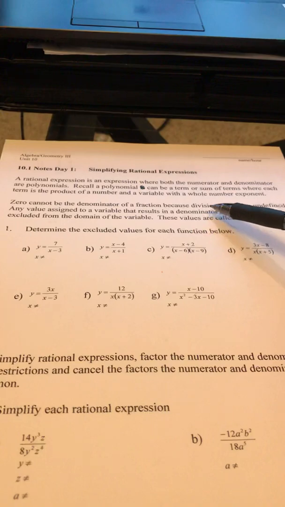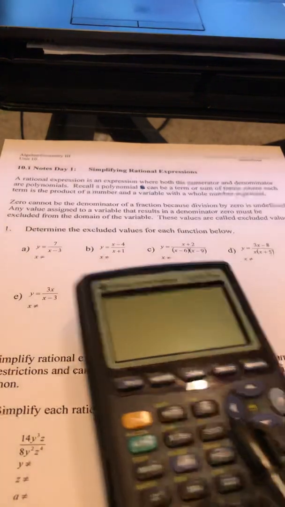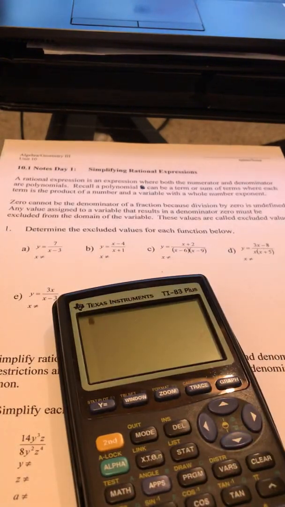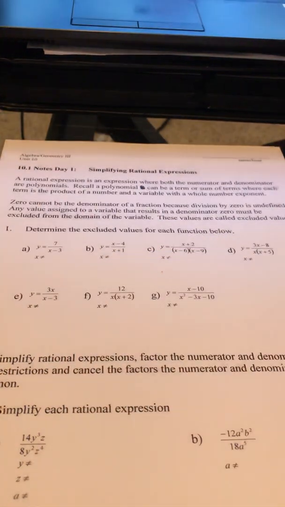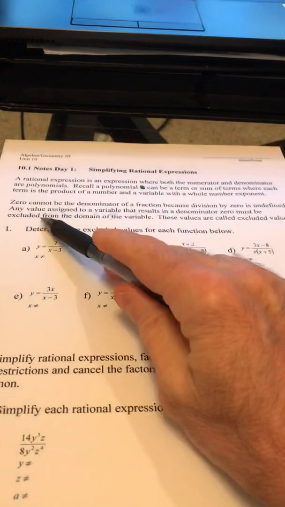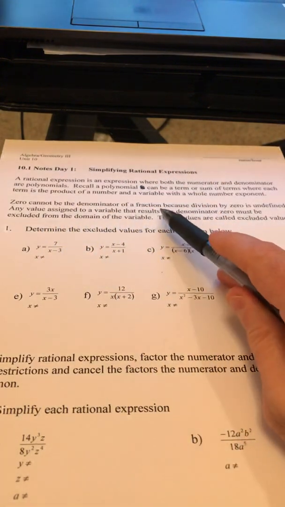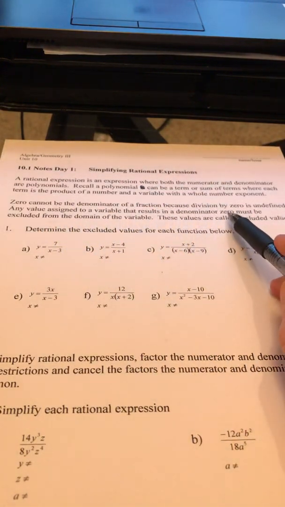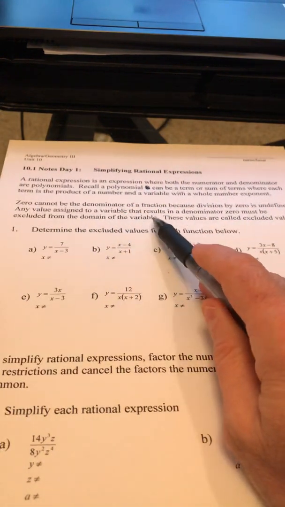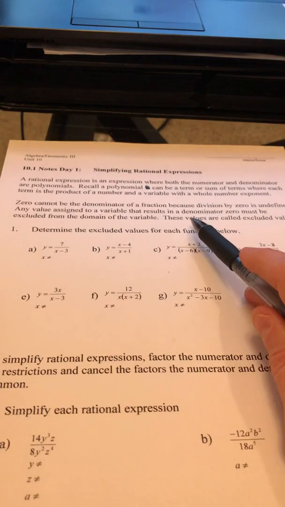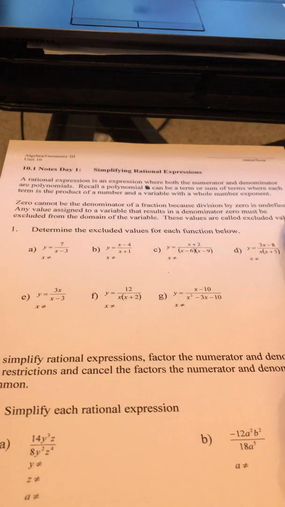0 cannot be the denominator of a fraction. If you try to divide by 0, it's undefined. Certainly if you enter into your calculator something like, for instance, 9 divided by 0, it's going to give you some sort of an error message. So you cannot have 0 in your denominator. Any value assigned to a variable that results in a denominator of 0 must be excluded from the domain of the variables. And these values are what we call excluded values.